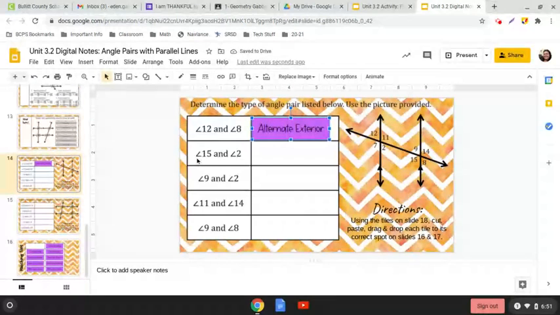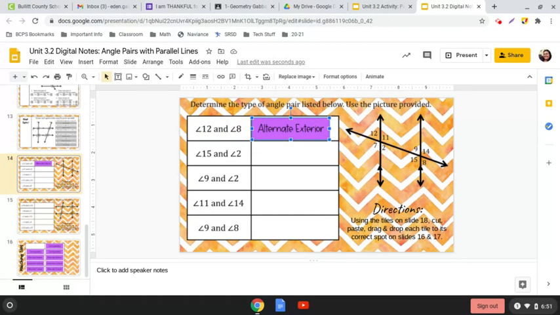So let's look at 15 and 2. Well, our first thing, let's determine if they're inside or outside of our parallel lines. Here's our parallel line. Here's our parallel line. 2 is on the inside as well as 15.